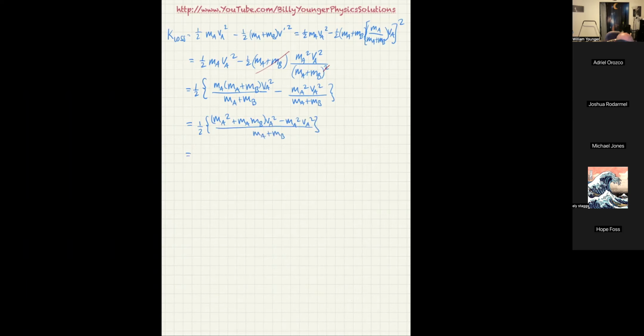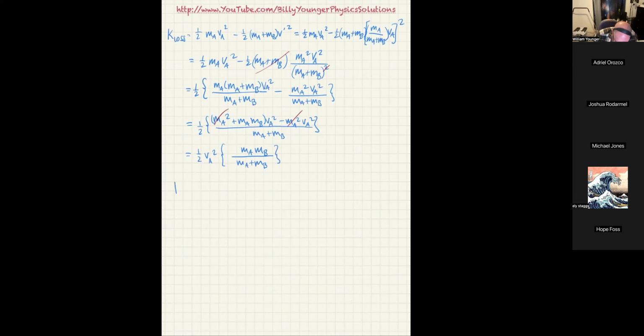Now, I can write this as 1/2 VA squared. And now I see MA squared minus MA squared because I'm factoring out the VA squared. So that VA squared that appears in these terms is no longer there, but those two definitely cancel out. But now all that's left on top is MA, MB over MA plus MB. And that is our actual result.